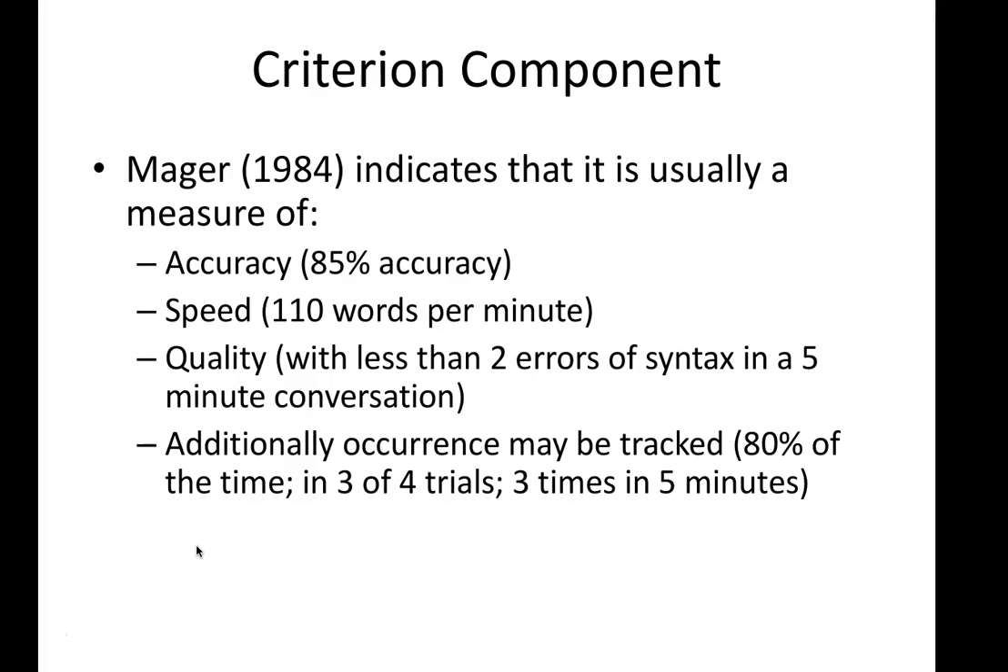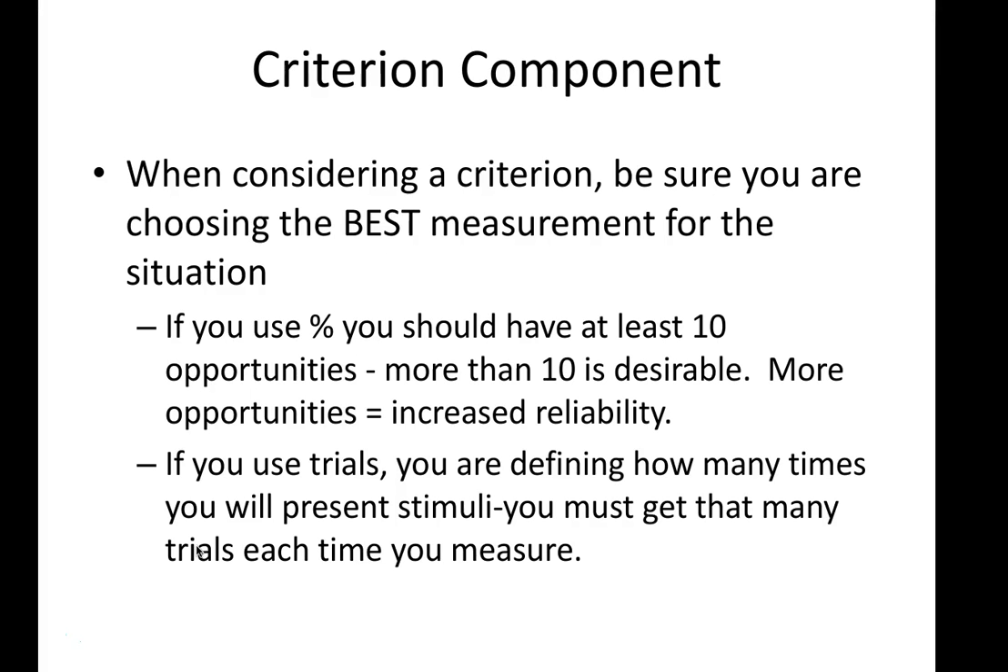Common ways that we measure things. When considering the criterion, you need to choose the best measurement for the situation. If you use percent, you need to have at least 10 opportunities. More than 10 is desirable, because the more opportunities that you are measuring, the more reliable your data is and the less prone to error it is.